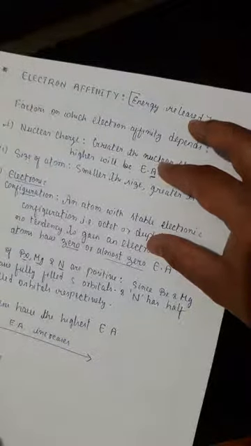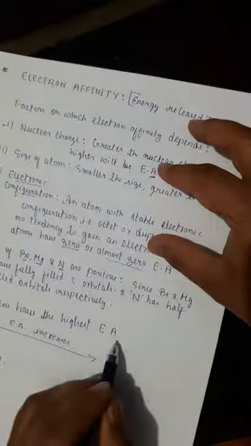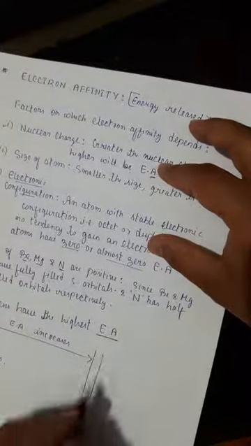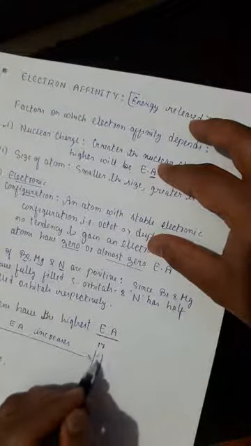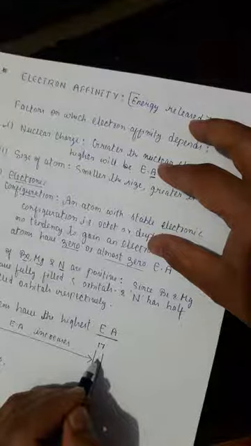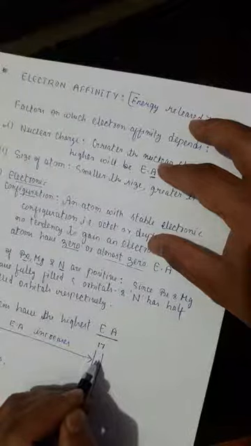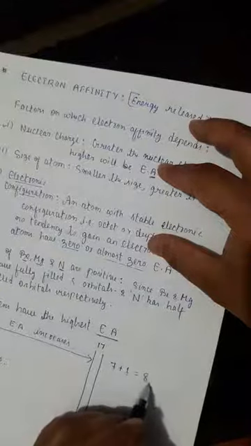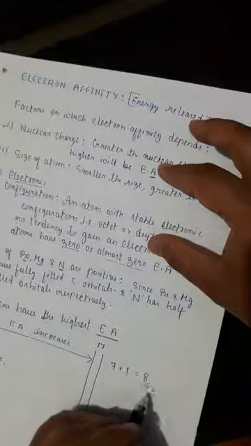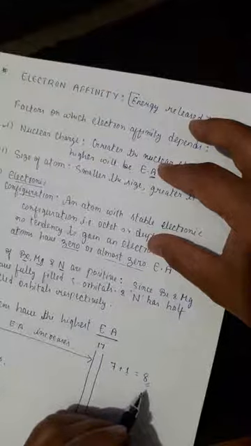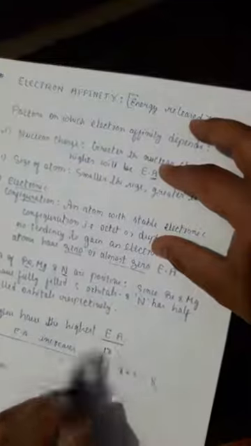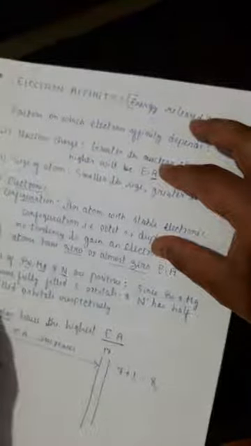Halogens have the highest electron affinity. You have to remember this. Why? Because halogens lie in the 17th group and they have 7 electrons in the valence shell, because of which if they gain one more electron, then it becomes 8. Now 8 is octet configuration, and once they have octet configuration, they become highly stable, and because of which the electron affinity of halogens is very, very high.